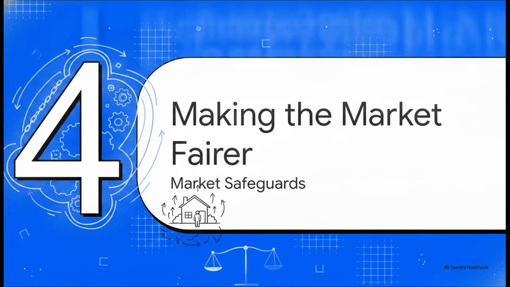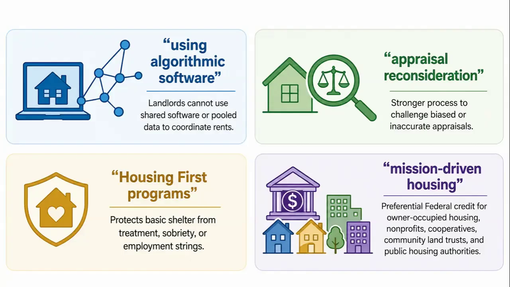All right, Section 4, Making the Market Fairer, Market Safeguards for Housing Access. These safeguards are all about stopping immediate systemic harms. The big one here is an outright ban on landlords using algorithmic software and pooled market data to coordinate rent prices. No more acting like a digital cartel. It also strengthens the appraisal reconsideration process to fight subjective bias, and it protects Housing First programs from punitive systems that try to attach behavioral strings to basic shelter.